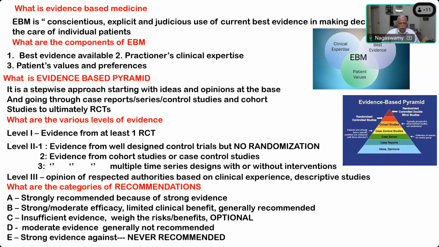D is there is moderate evidence, but not generally recommended. And if it is recommendation E, it is a strongly negative thing, never recommended. So remember these two things. Evidence is level based, level 1, 2, 3. Recommendation is value based as A, B, C, D, E. So normally we combine both these things to decide about the treatment in evidence based medicine.